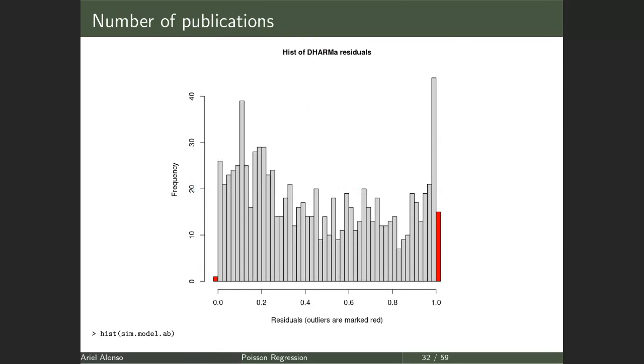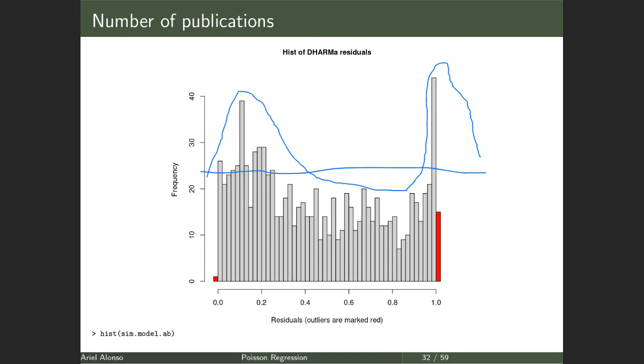And here you have just a histogram of the residuals. It should be uniform, so it should be kind of a flat line. And as you can see, the residuals are clearly not following a uniform distribution. You have a couple of outliers here. These are values of the response that were not in the envelope of the simulated data. They didn't appear in the simulations.